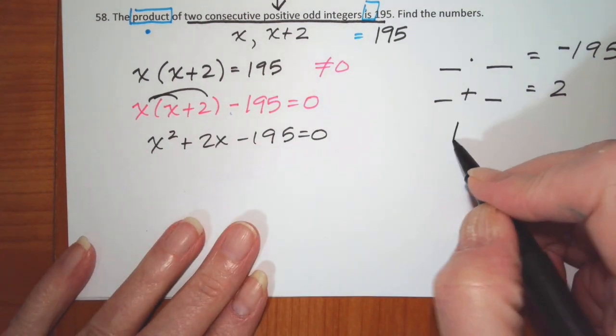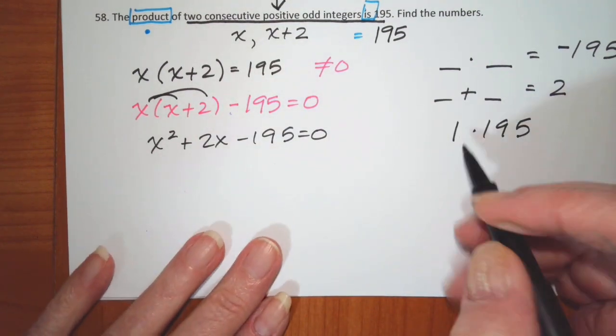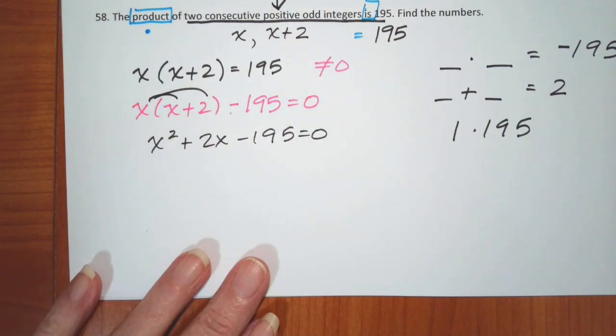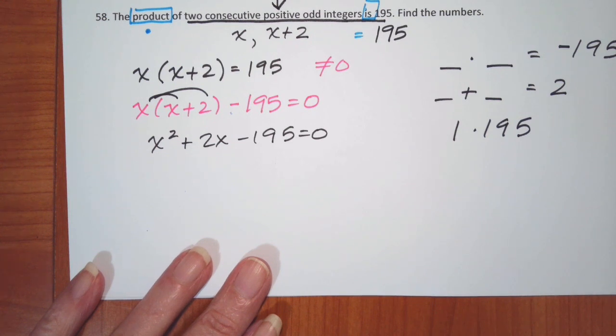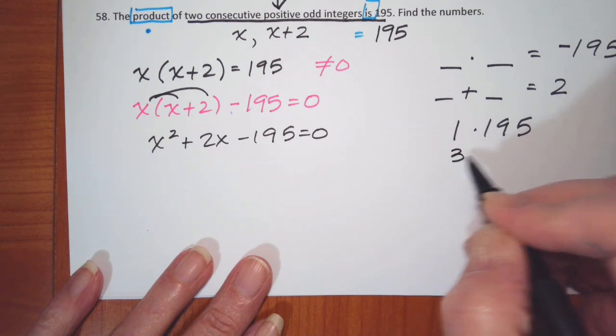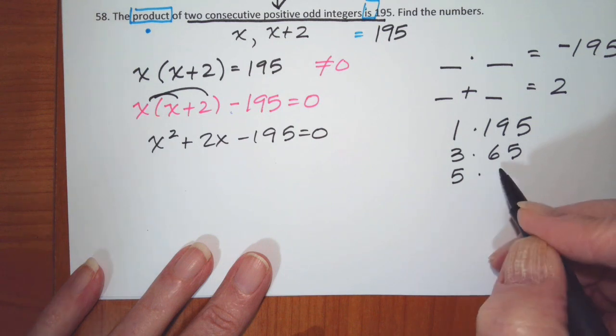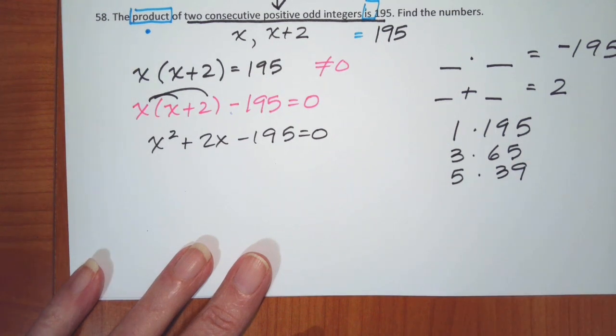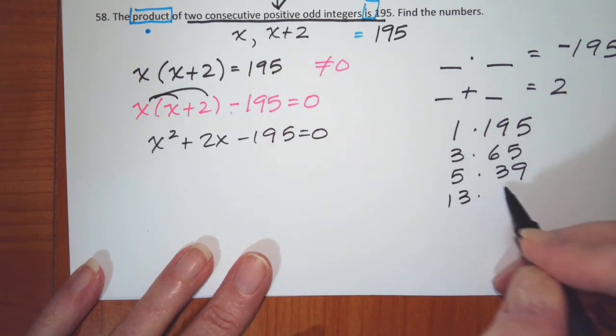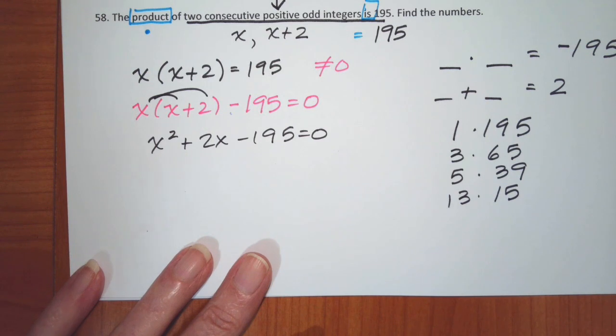Okay, so I've got 1 and 195. It's not divisible by 2. So let me get to my calculator here just a second. Okay, so it is divisible by 3. It's divisible by 5. Let's see what else. I think it isn't divisible by anything else until 15. So 13 times 15, and that's it.